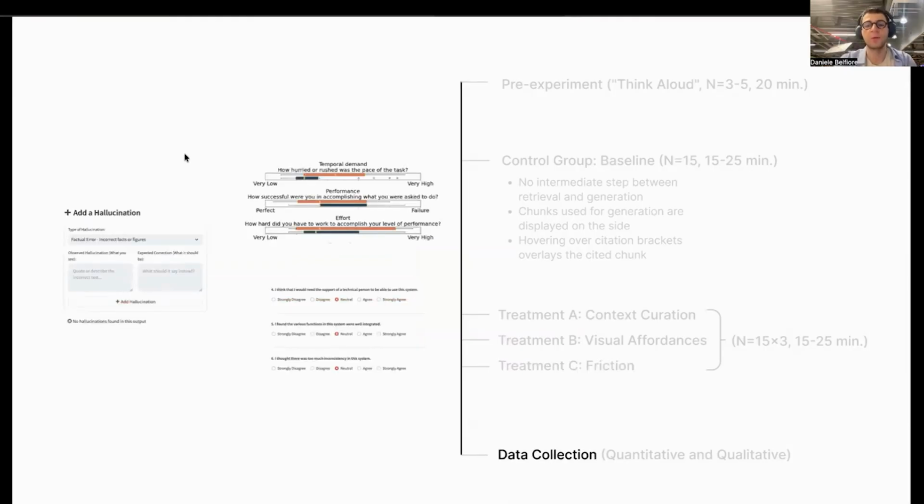And for the final part, of course, we went to a data collection that would be essential for this kind of tests, both on the qualitative side and on the quantitative side, involving also a survey to assess the usability of the system and the NASA TLX cognitive load test.